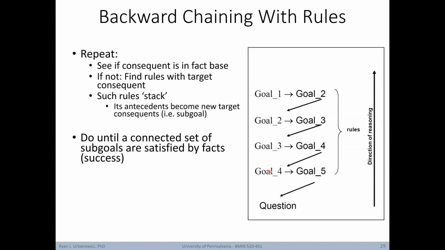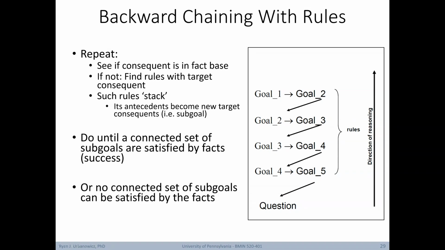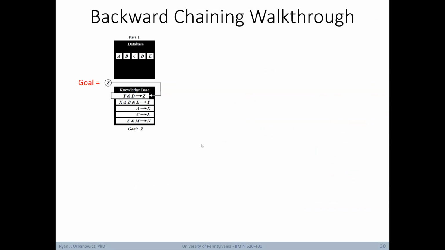So in this case, you can see the backwards chaining proceeding backwards until we find this rule where goal 1 happens to be in our fact base. Since this is in our fact base, the truthfulness propagates all the way back to our original question. Of course, it can also happen that there is no connected set of subgoals that can be satisfied by the facts. So here we'll go through a slightly more complicated walkthrough using backwards chaining.